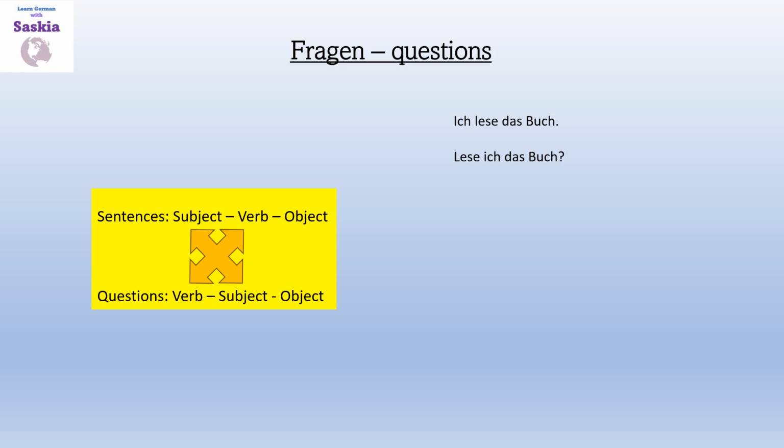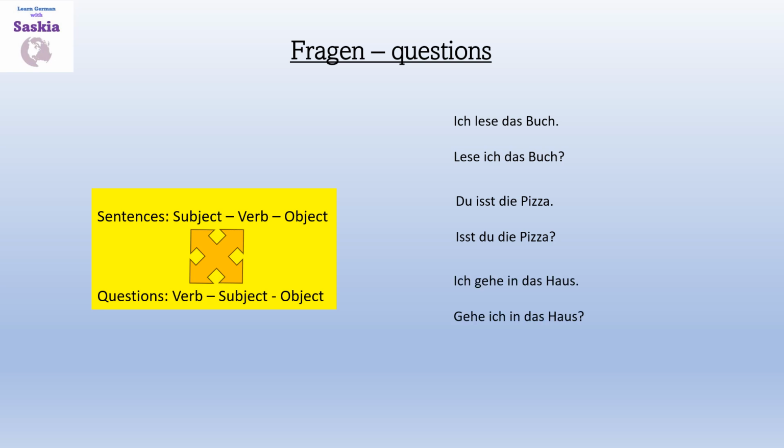Let's look at another example. So we have du isst die Pizza. So you eat the pizza or you are eating the pizza. And to make a question, we just take the subject and the verb and we just switch them around. So we get isst du die Pizza. So from du isst die Pizza, we will just make isst du die Pizza and switch those two around. And automatically it means do you eat the pizza as a question. So isst du die Pizza?